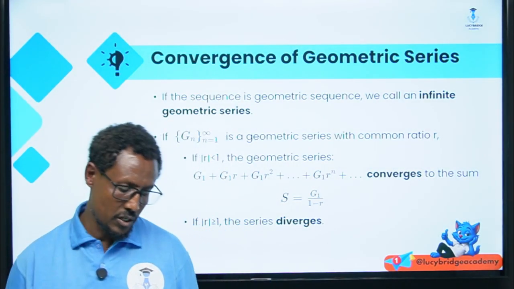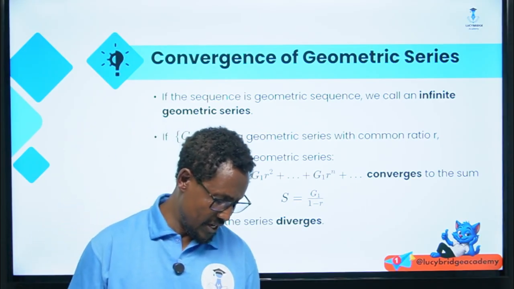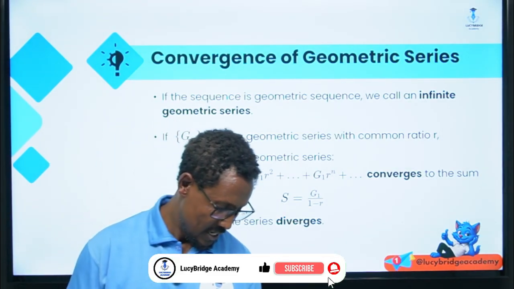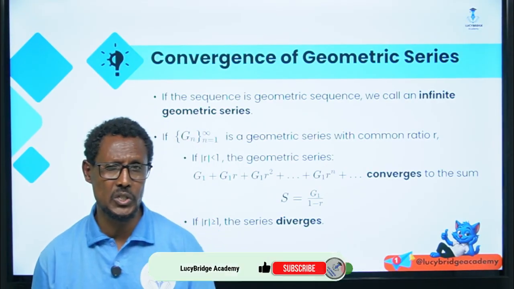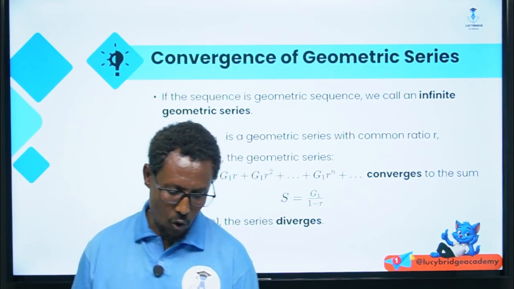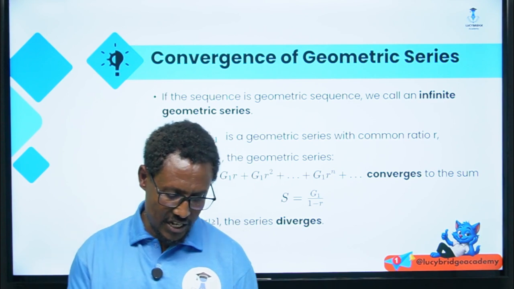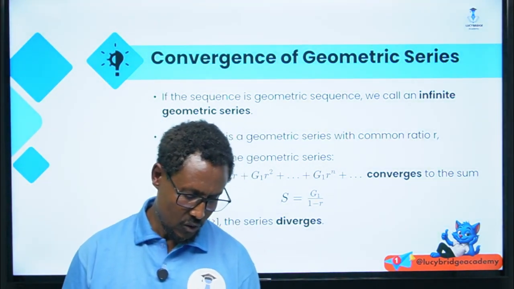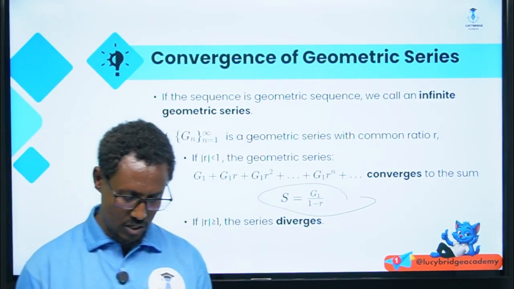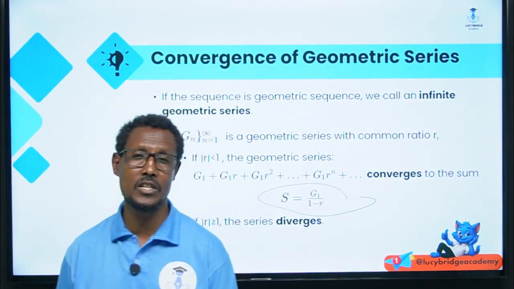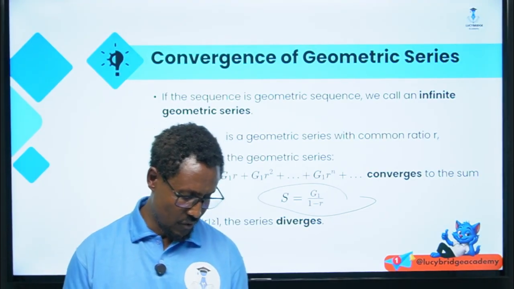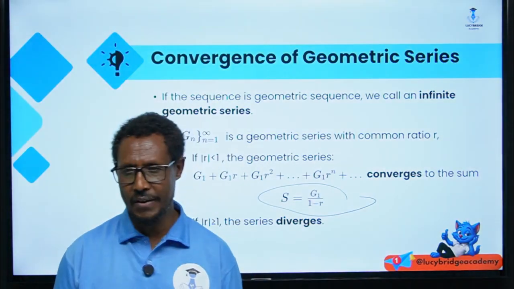We call it an infinite geometric series. If the sum of Gn, where n starts from 1 to infinity, is a geometric series with common ratio r, and the absolute value of the common ratio is less than 1, then the series converges to the sum S, which is equal to g1 over 1 minus r. It is derived from the sum of the first n terms of a geometric progression. If the absolute value of r is greater than or equal to 1, the series diverges, okay?